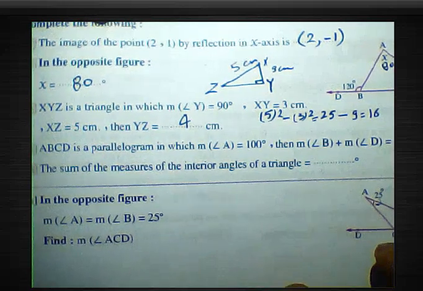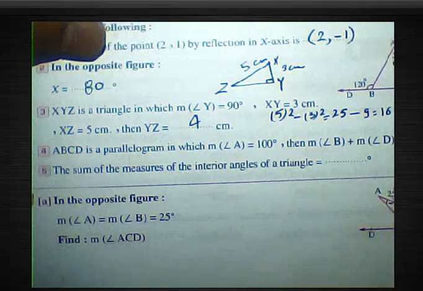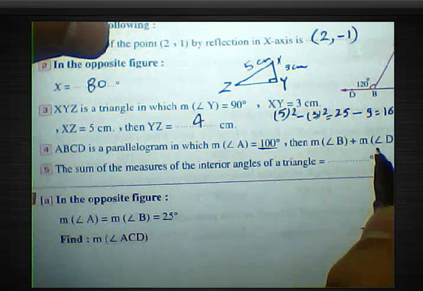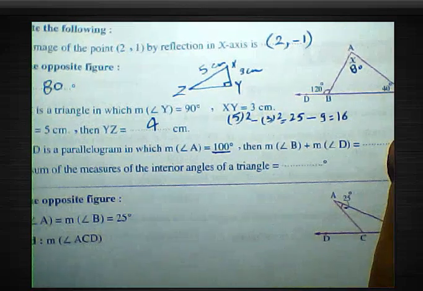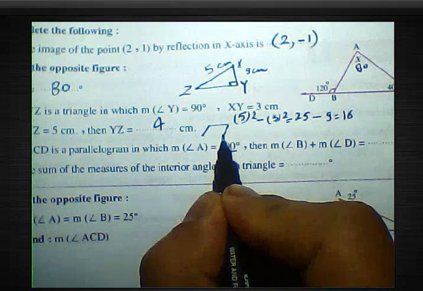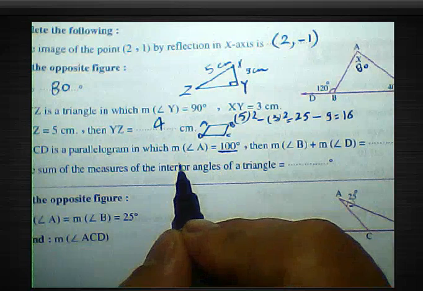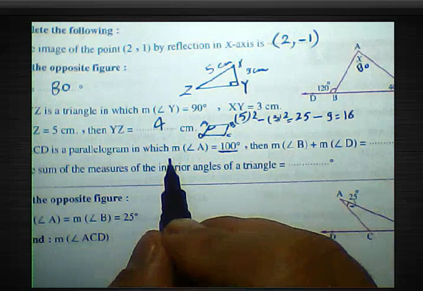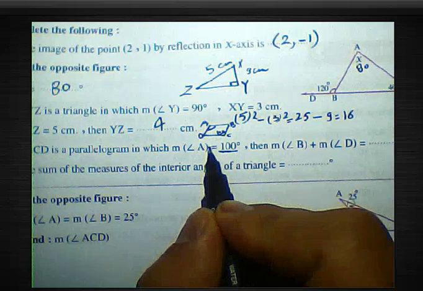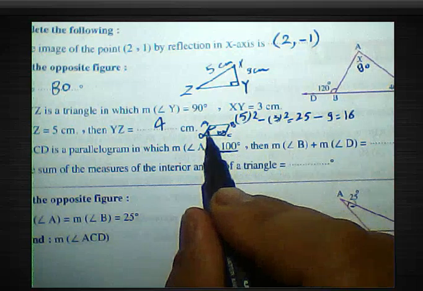Question number 4. ABCD is a parallelogram in which measure of angle A equal 100 degrees. Then measure of angle B plus measure of angle D equal what? We can draw the parallelogram here. ABCD. Measure of angle A 100 degrees. Then measure of angle C 100 degrees. Then measure of angle B plus measure of angle D equal what?